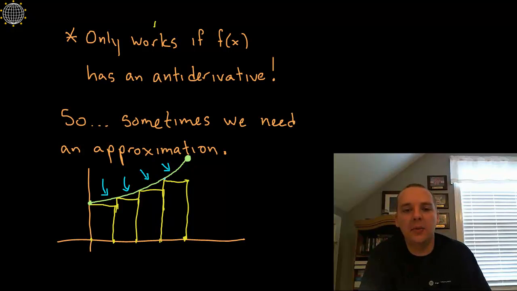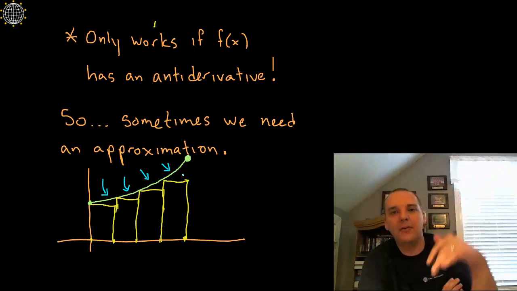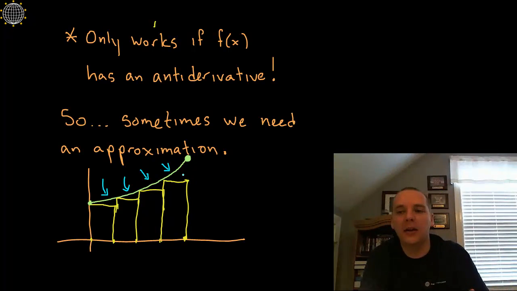See, the underlying problem behind rectangles is their jagged edges. They can only be straight vertical or horizontal. They can't be slanted and follow the function. That's kind of the underlying issue here.